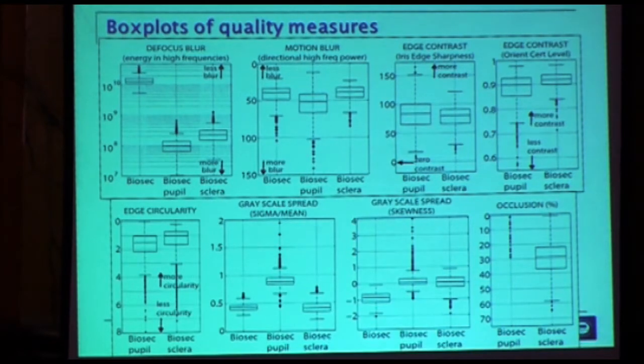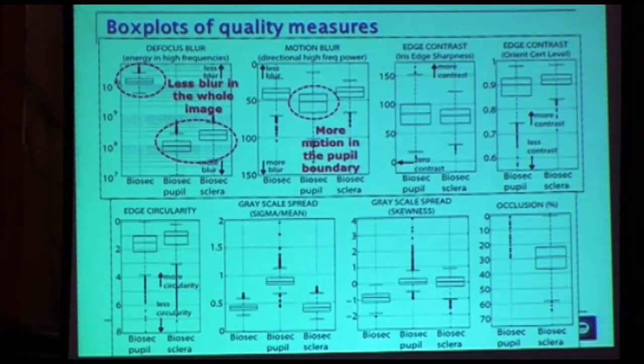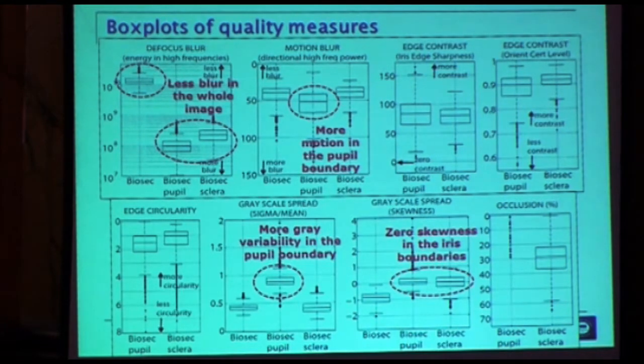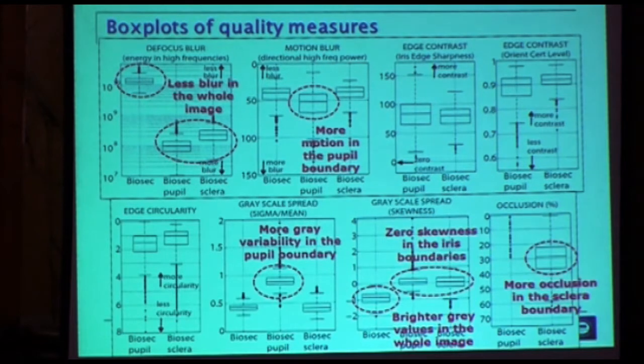So some remarkable things here is, for instance, that there is less blur in the whole image, so we have a different measure of blur if we compute in the whole image or in the boundaries only. There is more motion in the pupil boundary, more gray variability in the pupil boundary, zero skewness in the iris boundary, so the histogram is symmetric in this region, but the database shows brighter gray values in the whole image on average. And in this database, the occlusion affects mostly the sclera, not the pupil boundary.